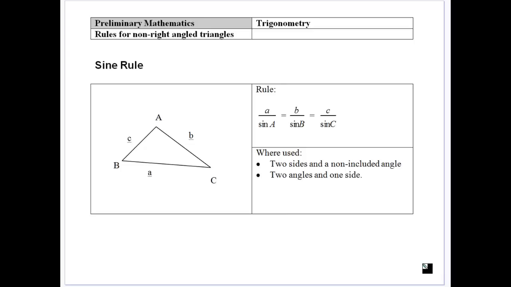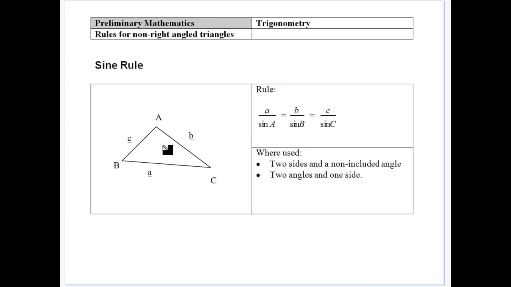We're going to use two rules. The first one is the sine rule. It's called the sine rule because we're going to use the sine ratio in a lot of these. Now, I haven't provided the proof, but you can find it on the net or in your text. If you want the proof of why this rule exists, it's there, but I'm not going to go through it in this video.